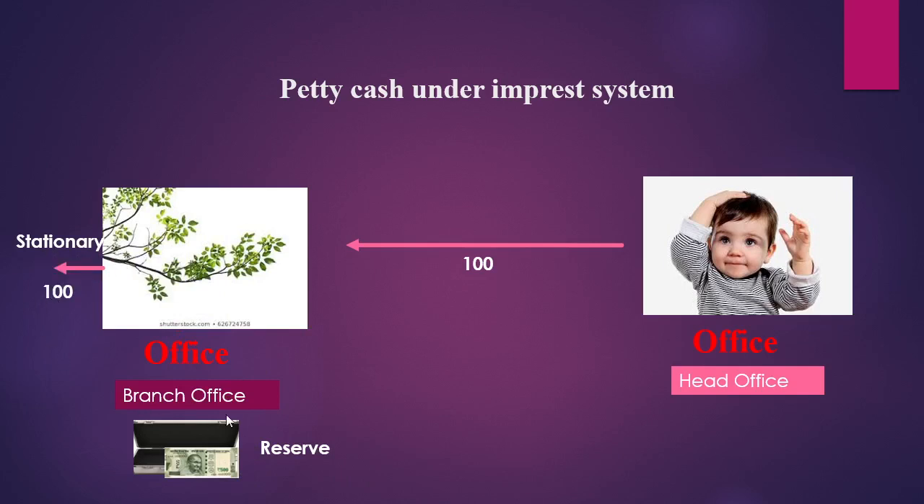So now you can observe. In the beginning, the reserve with the branch is 500 rupees, and after making this stationery payment, the final balance with the branch is 500. So the opening balance and the closing balance will be the same under the imprest system of cash maintenance. Hope you understood the imprest system of petty cash maintenance. It's very important that you remember it.